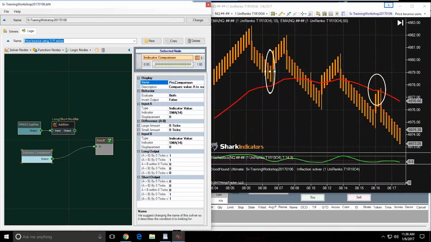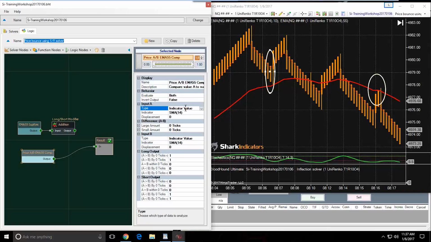So let's give this a name here. We're going to compare, is price above or below our EMA 55. There. So there's a name for our solver. And the next step is we need to plug price in and our EMA in. So input A is going to be our price, and input B is going to be our EMA indicator.